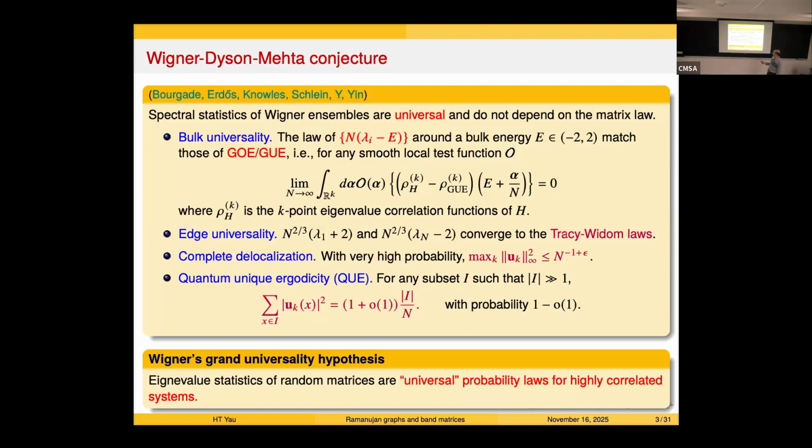So this is about eigenvalues. The other thing is another concept called the delocalization of eigenvectors. Now you can ask the question, how does the eigenvector look? Does it concentrate at some place, or is it completely spread out? Complete delocalization says it will be completely spread out, so that its L infinity norm, even taking the sup over all the eigenvectors, is with high probability less than n^(-1+epsilon).